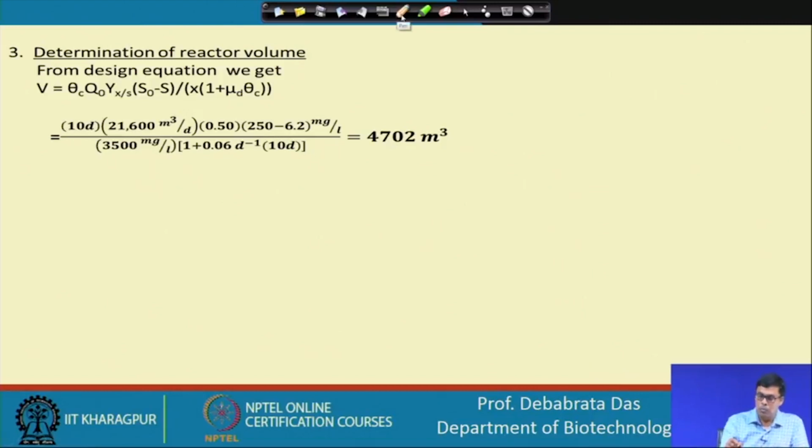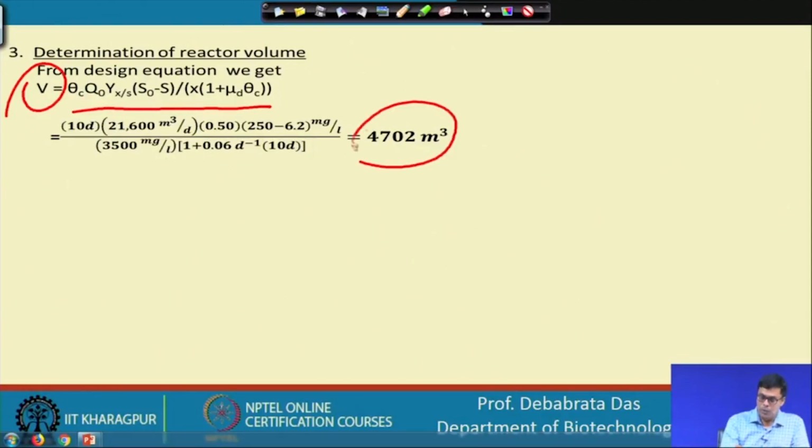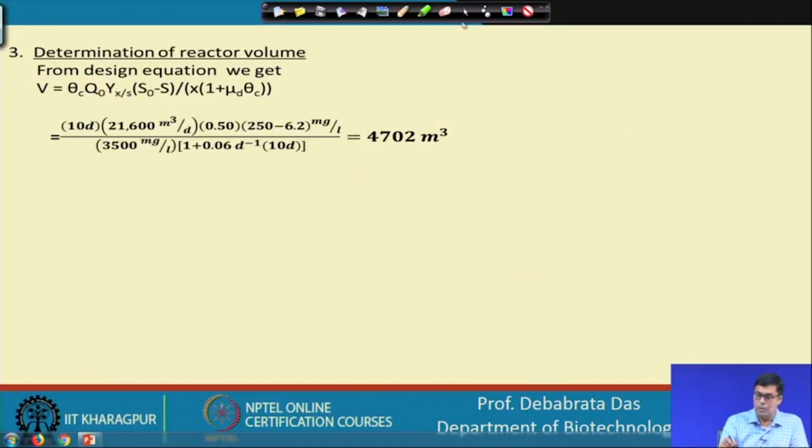First is the volume of the reactor. As you know, the volume of the reactor is very important, because we have to carry out this process. We know these equations. If we put in different values, we can easily find out this volume, and it is coming about 4,702 cubic meter for treating this effluent.